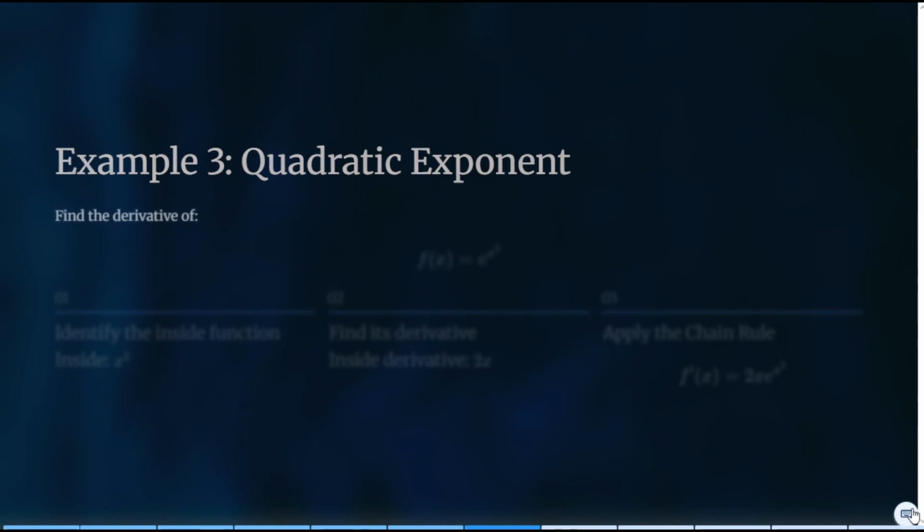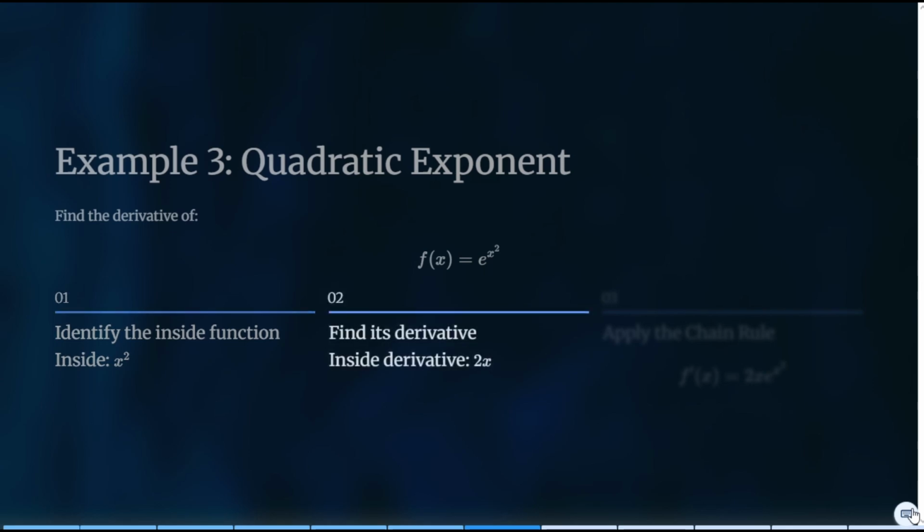In this next example, we'll want to find the derivative of f of x equals e to the power x squared. First, we identify the inside function, which is x squared. Find its derivative with respect to x. The derivative of x squared is 2x. And then we can apply the chain rule. f prime of x will be equal to 2x times e to the power x squared.